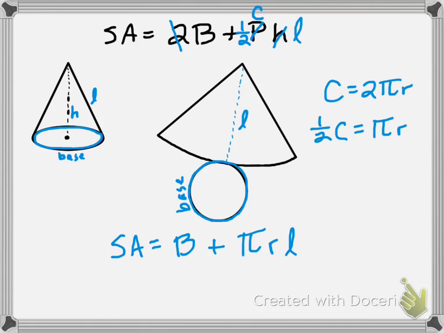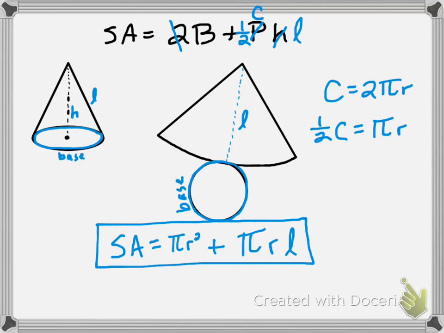And since we're already changing it and having to memorize a little bit anyway, since the base is always a circle for a cone, we could go ahead and eliminate that B and just put pi r squared. This is my formula for surface area of a cone. Now, if you want to still remember it like this, area of the base plus 1/2 of perimeter times slant height, because it's exactly the same as a pyramid, that's fine.